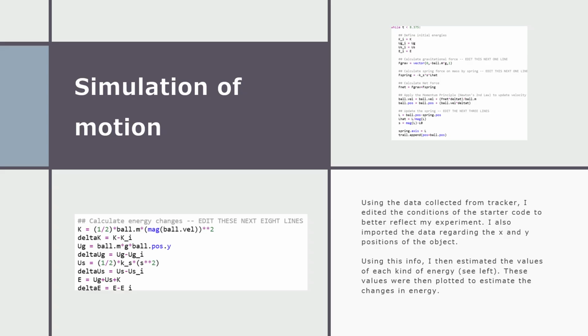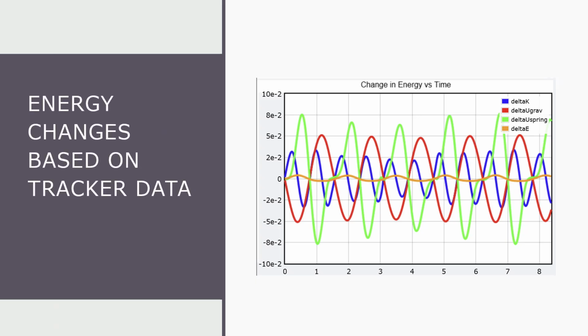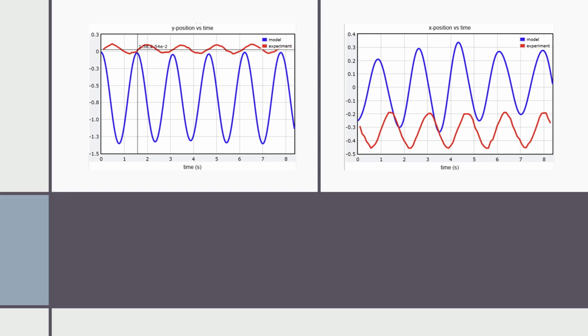And using this data, I was able to edit the conditions of the start code so that my experiment was better reflected, and estimated the values of each kind of energy, and these were plotted to estimate the total changes in energy. So this is my graph. These are the changes in energy based on the tracker data. So you can see that the blue is the change in kinetic energy, the red is the change in the gravitational potential energy, the green is the change in spring potential energy, and the orange is the total energy.